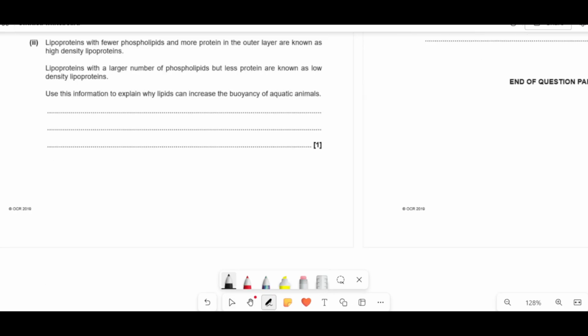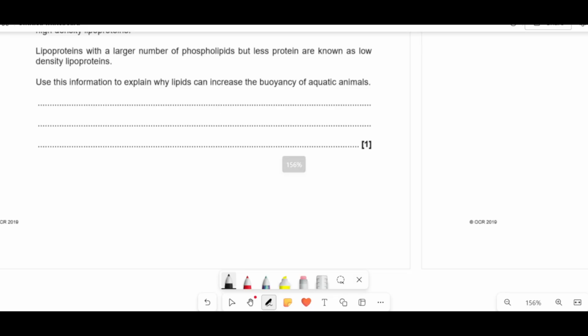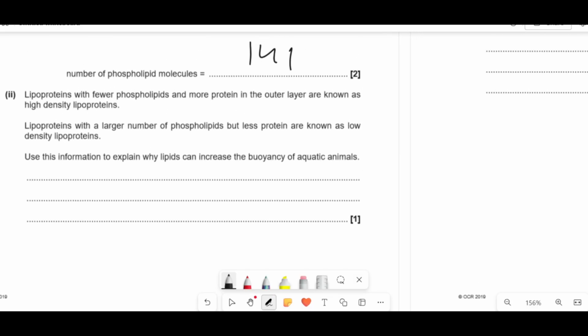Lipoproteins with fewer phospholipids and more protein in the outer layer are known as high-density lipoproteins. Lipoproteins with a large number of phospholipids but less protein are known as low-density lipoproteins. Use this to explain why lipids can increase the buoyancy of aquatic animals. Well, lipoproteins that have a large number of phospholipids but less protein are known as low-density lipoproteins. So if the question's saying that lipids can increase the buoyancy, it must mean that they are lowering the density. That means lipid is less dense than protein. That's what gives them the floating. If you're buoyant, you're able to float in water, which means you're not going to sink straight to the bottom. And that's all to do with either being less or equally as dense.